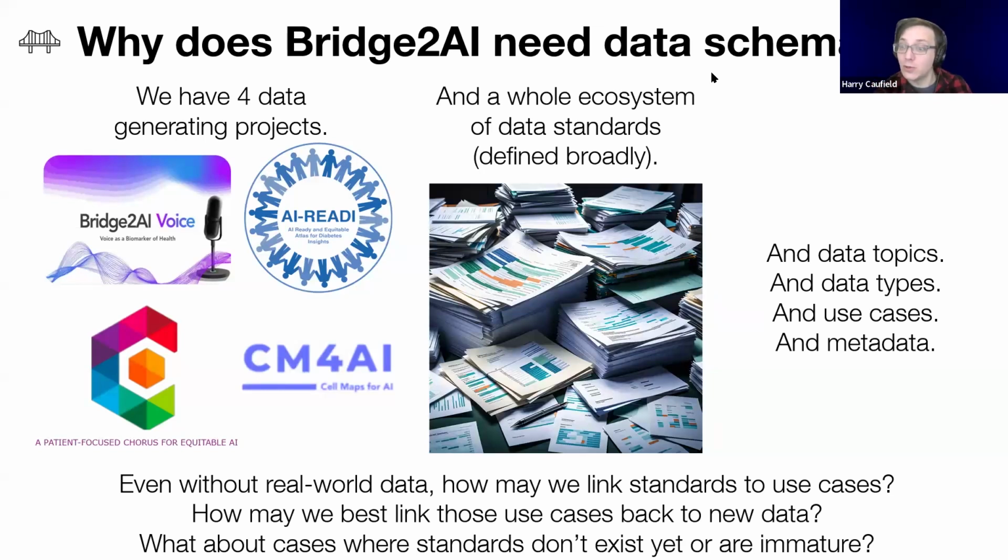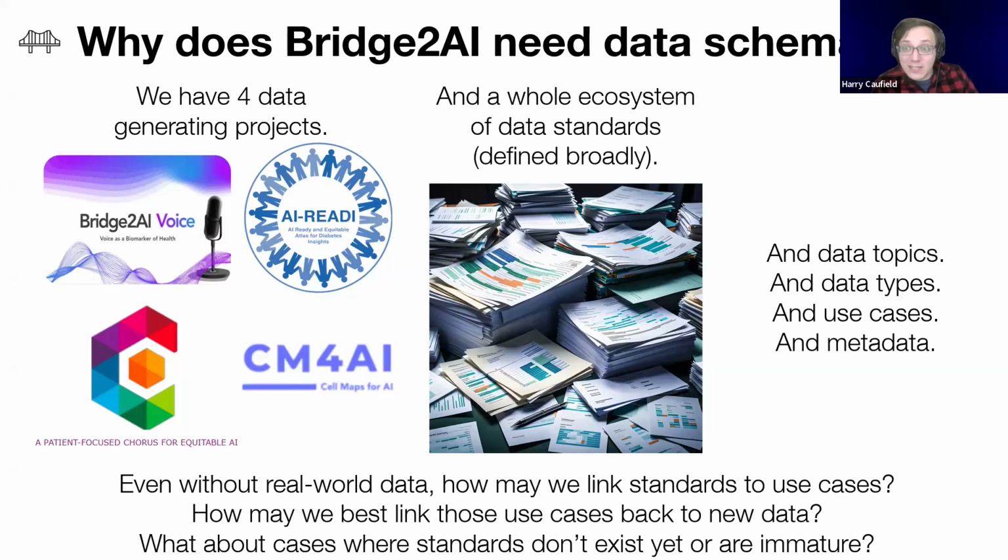In that process, we do also know that we want to incorporate the different types of topics that a particular data set may cover, or the different types that are present, and its relevant use cases and its metadata. So all this really comes back to the question of, okay, what are we trying to do with all this data and metadata, and why do we want it in nicely formatted formal schemas? So even without real world data, how do we structure these links between standards and use cases? If we say, okay, well, this is what data is good for, and we need to be following a certain standard, how do we formalize that connection?